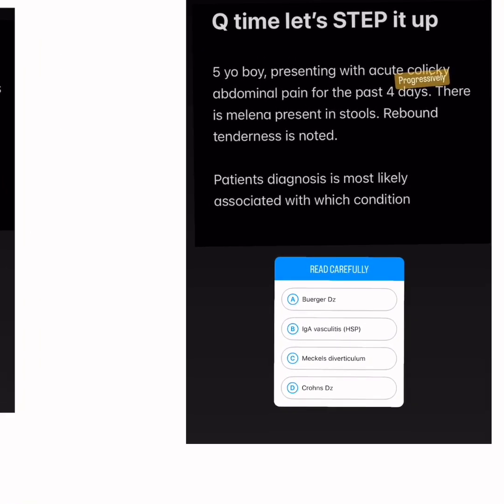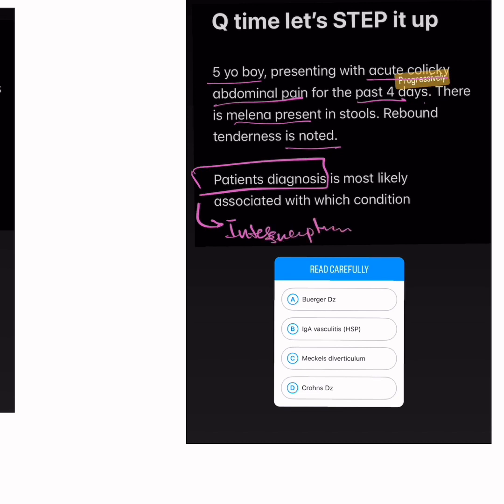Our second question states that it is a 5-year-old boy, and he's presenting with acute colicky abdominal pain for the past 4 days, and it's progressive. There is melena present. Rebound tenderness is also noted. So now they're asking for the patient's diagnosis, we can figure that out to be intussusception. And now they're saying intussusception is associated with which condition.